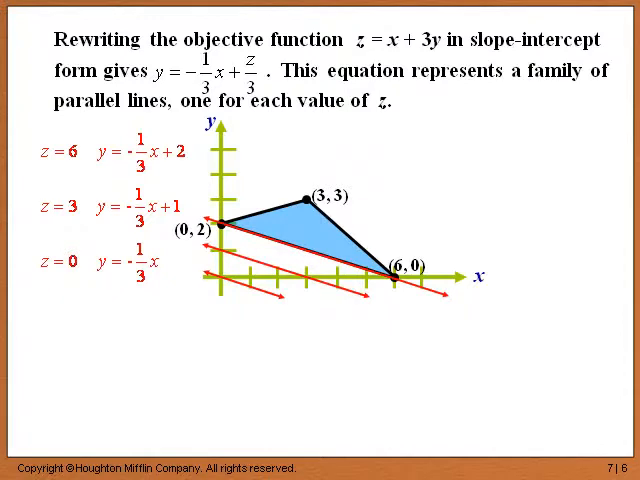Now, for z equals 6, y equals negative 1/3 x plus 2. That's what happens when we plug in 6 for z in the slope-intercept form, because 6 divided by 3 equals 2. So my y-intercept is 2, and I can see that this line intersects the feasible region not only at 1 or even 2 points, but at every point that's in that line segment which connects (0, 2) to (6, 0).